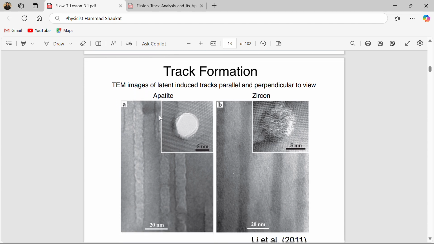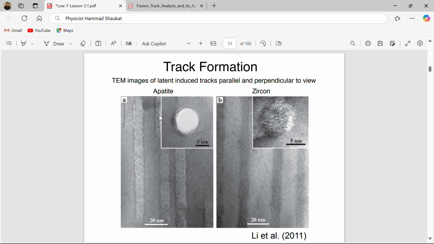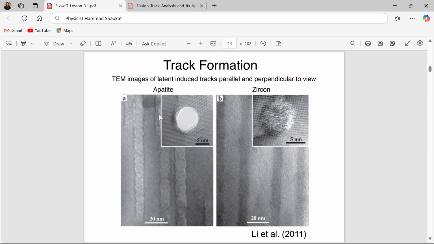So this is the track formation. TEM images of latent induced tracks, parallel and perpendicular to the view. This is apatite, a 20 nanometer structure, and you can see a 20 nanometer image of zircon. So this is how tracks form for zircon, and this is for apatite. This is a 20 nanometer view, and in the close view you can see 5 nanometers. How tracks form for apatite and how tracks form for zircon.